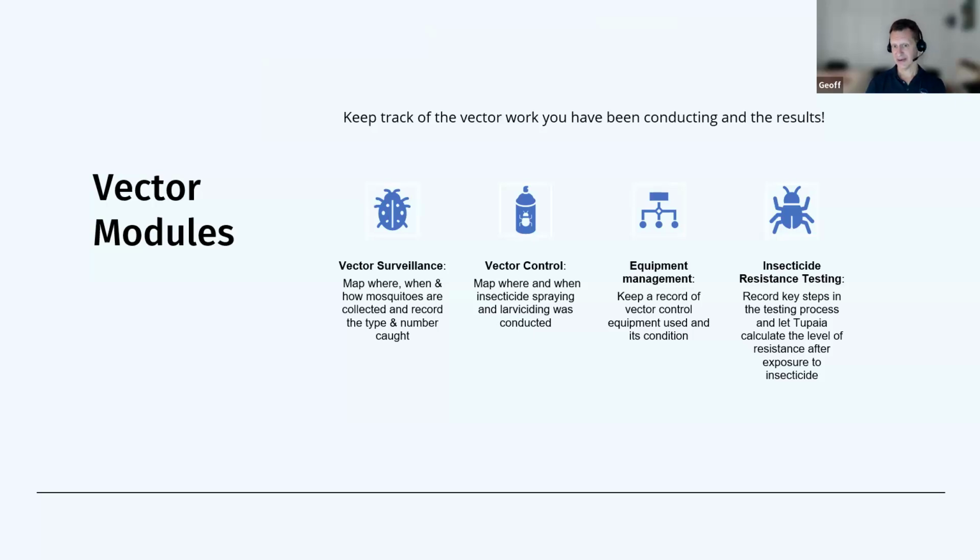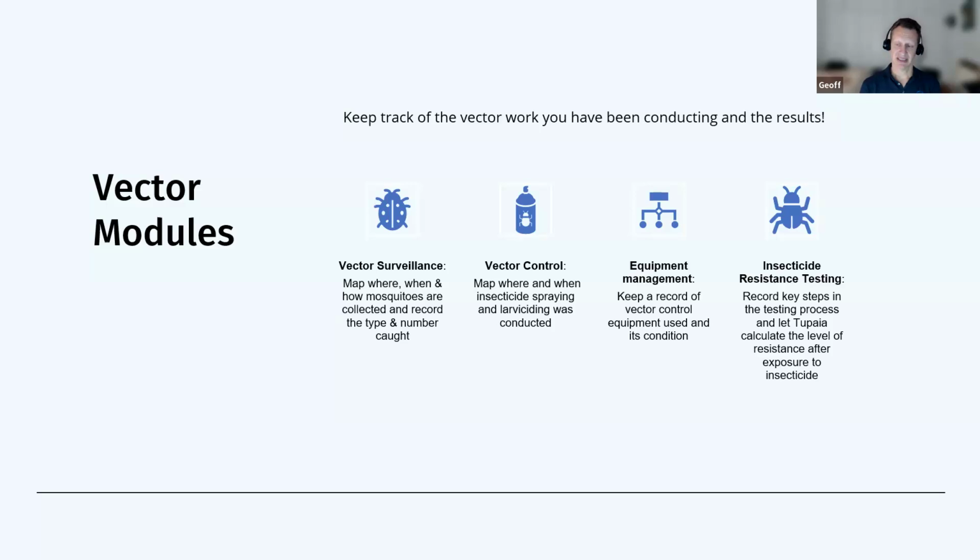Vector control, about insecticide spraying and larviciding. Where was it conducted? When was it conducted? What quantities were used? What types of larvicide or insecticide was used? Equipment management. So about a couple of years ago, we expanded into equipment management for Tonga and Samoa. Their ministries of health wanted an equipment management tool. So we've developed that, and some of the PacMOSSI countries or teams have now adopted that management module.